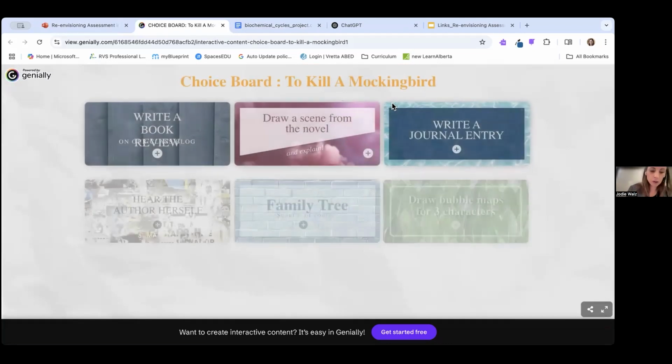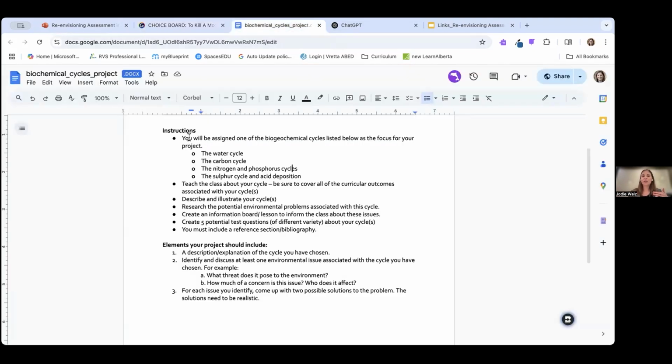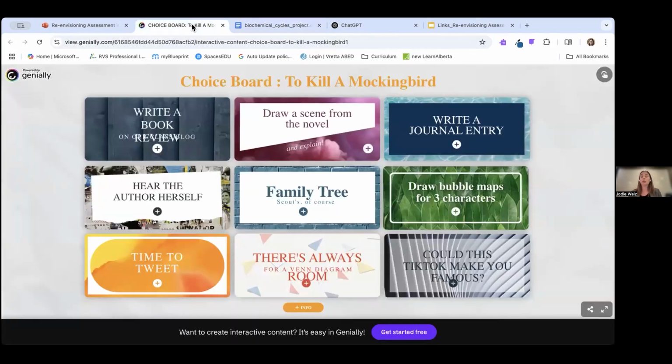And again, this is a choice board. So already we are providing voice and choice to students. You'll notice in the last one that this particular one says you will be assigned one of the biochemical cycles. Again, I would instantly overhaul that to provide voice and choice to students. When they aren't connected to their assessment, they don't see their why, they don't see the purpose. That opportunity to perhaps use AI to just complete the assessment even goes up.